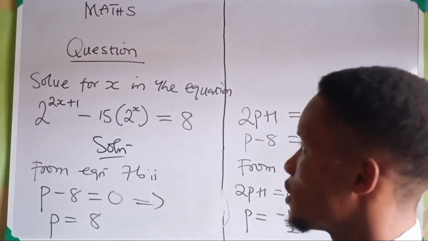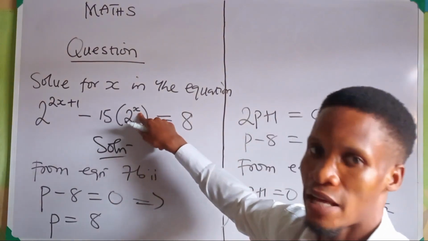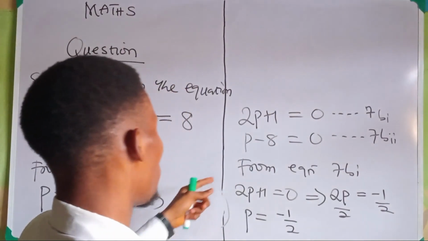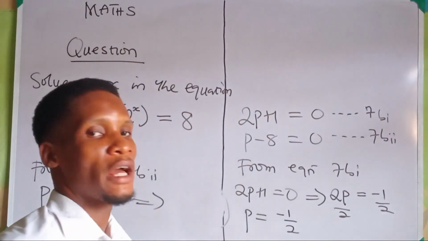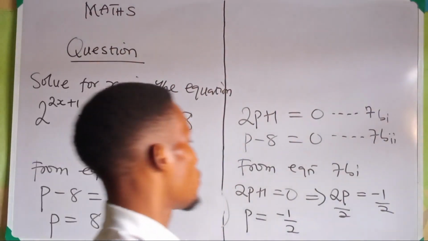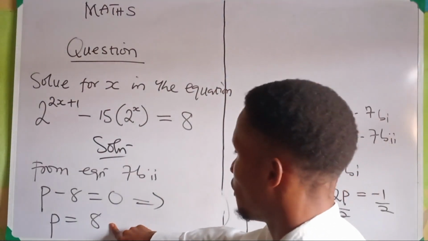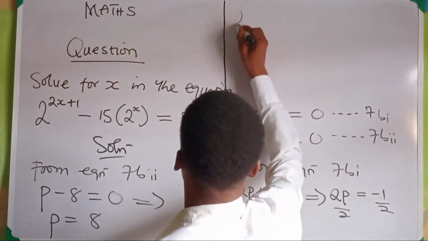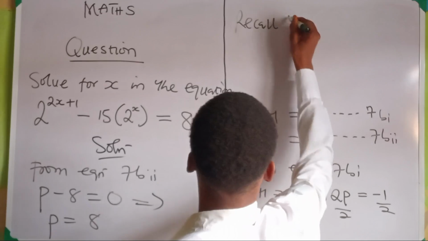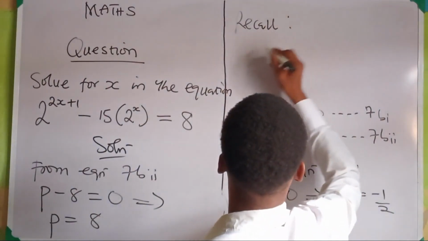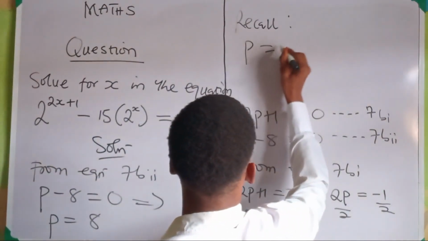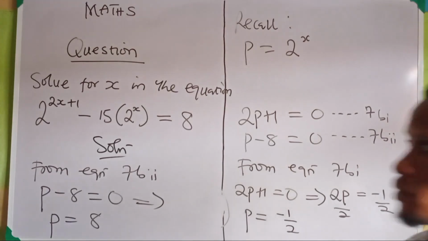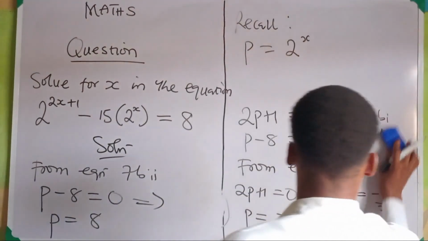Remember, from the question, they say we should find the value of x and not p. p came up in the process of us solving to find the value of x. So we're not asked to find p. So what do we do? We can recall that we said p is equal to 2 raised to power x. That's what we did initially when we were solving.